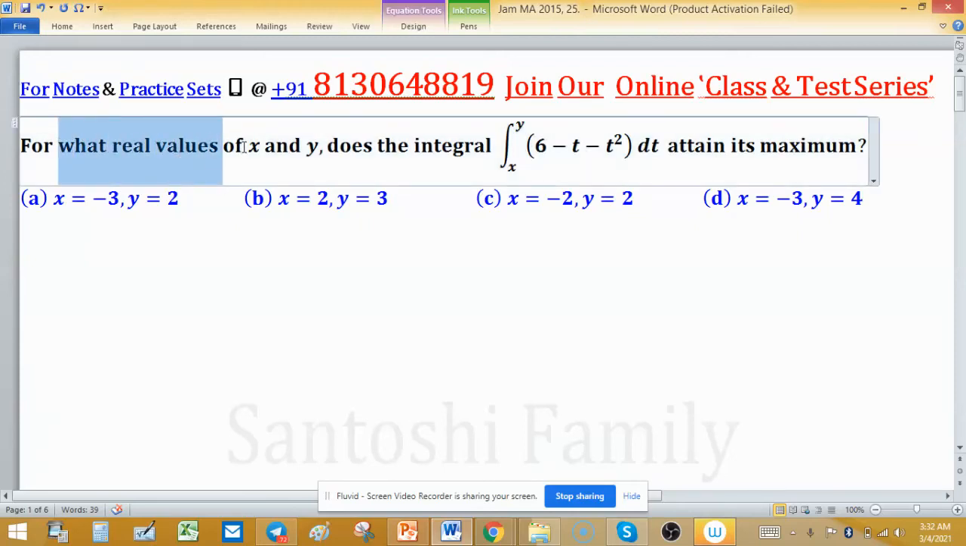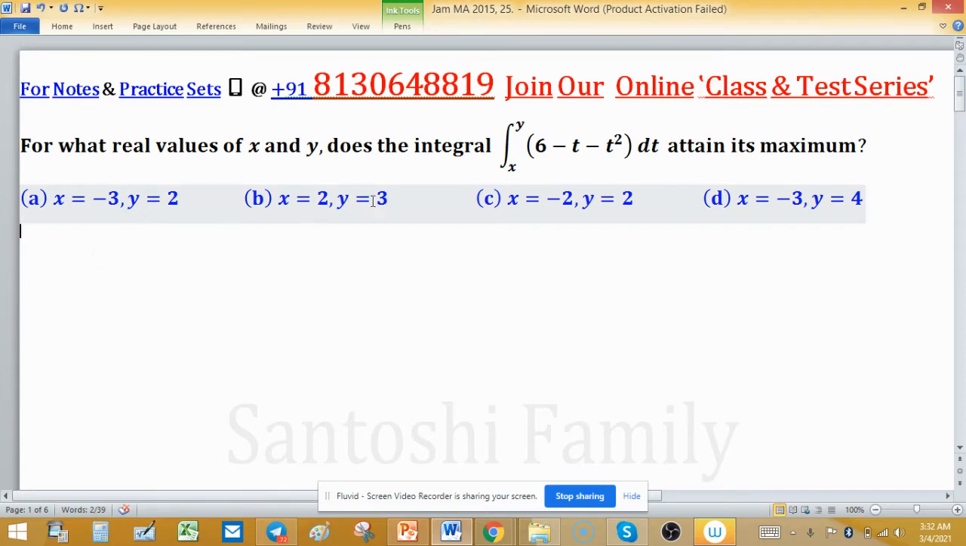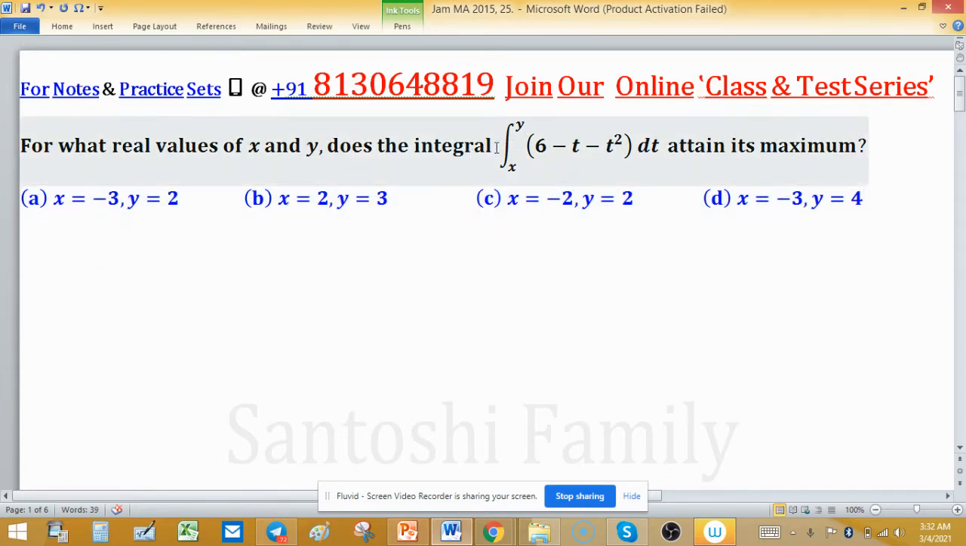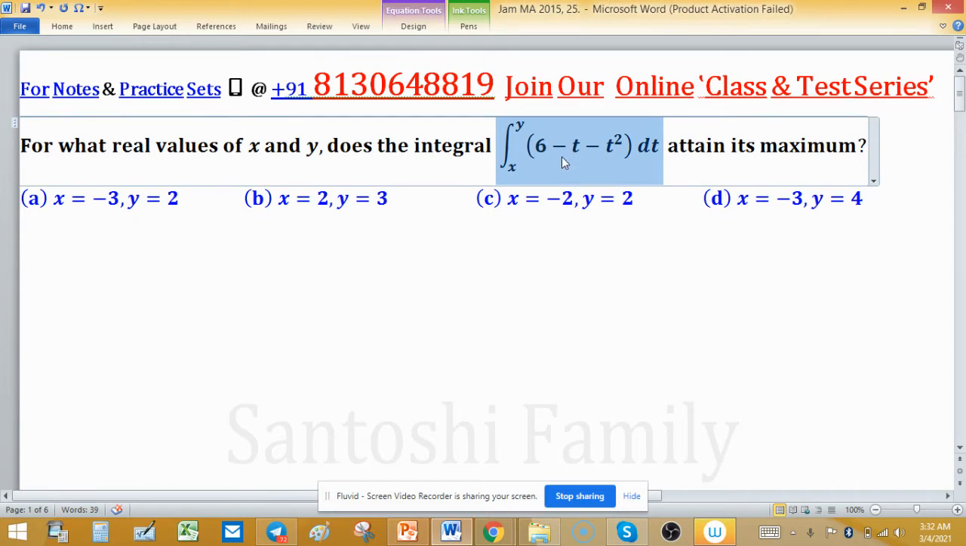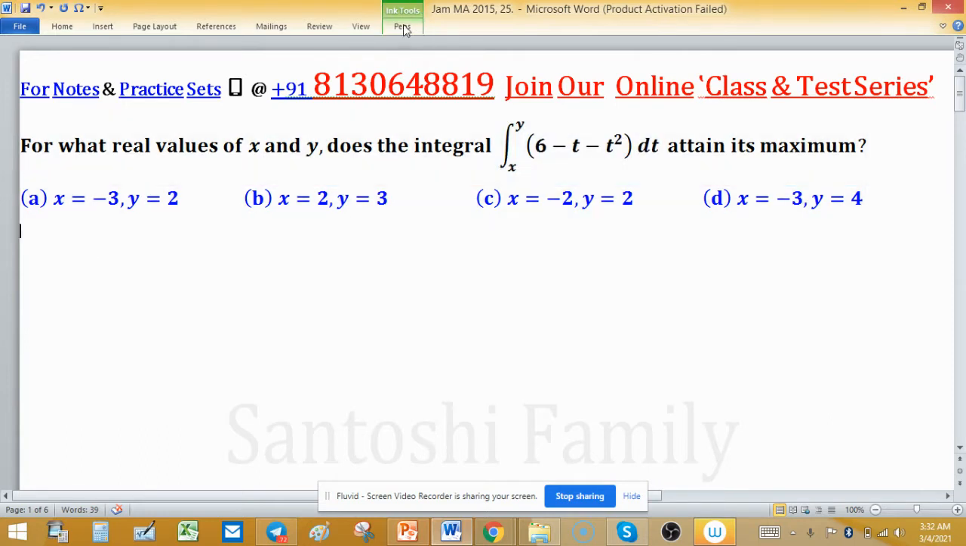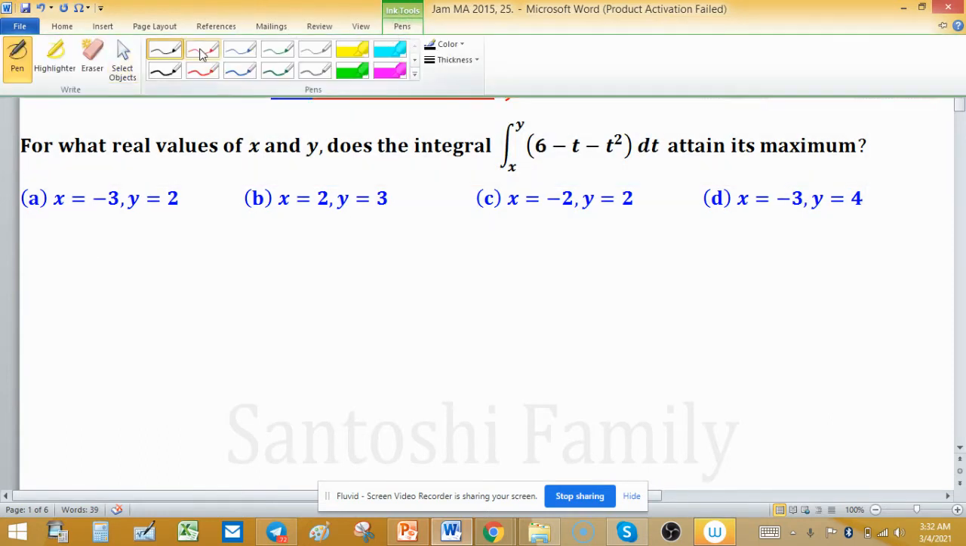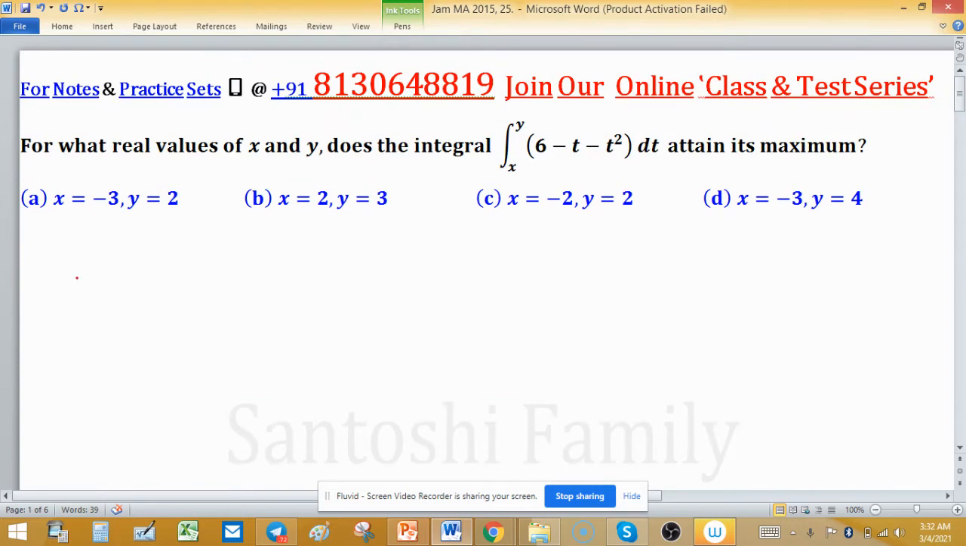For what real value of x and y does the integral attain its maximum? The beauty of this problem: at which point does this integral attain its maximum? Sometimes a function in two variables or one variable is given to us and we easily tell which point is the point of maximum, or somehow we can find the point of extrema.